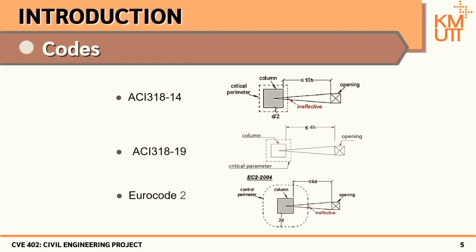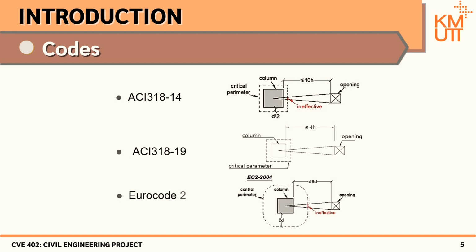ACI 318-2014 said that the boundaries of an opening shall be considered ineffective if it is closer than 10 times the slab thickness from the column periphery, and it was updated in version 2019 by changing the distance from 10h to 4h from the column periphery to an opening. But there is a point of concern in the code commentary, which is that the code update has only one research paper supporting the reason for changing the distance.